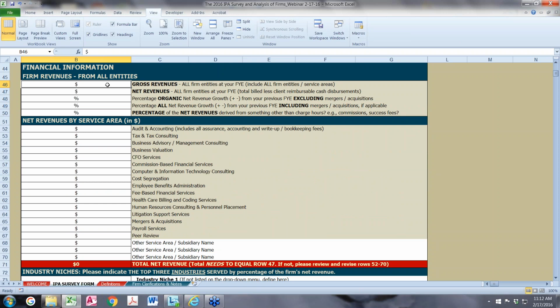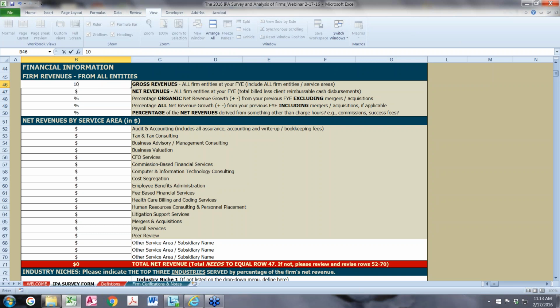In row 46, we ask for gross revenues of the firm. Some firms tell us that they don't track this information, but we believe all firms should. Total gross revenue from all entities at the firm's year end, net of client reimbursables, is the number we're looking for. Subsidiary revenue should also be reported. If the CPA firm owns less than 100% of the subsidiary, include the percentage of revenue equal to the percentage of ownership in the subsidiary.